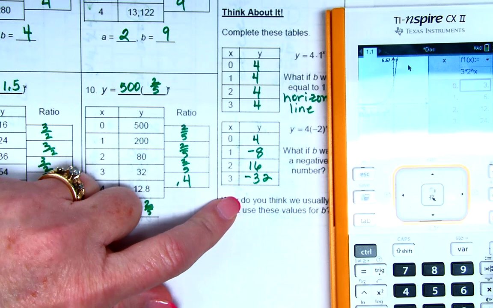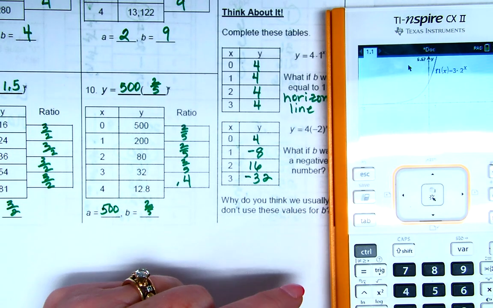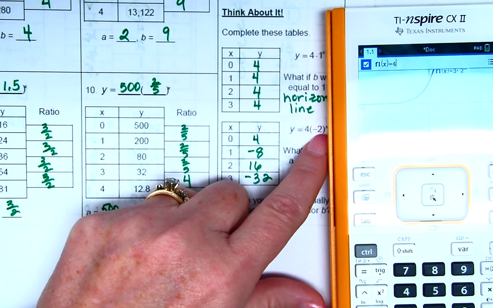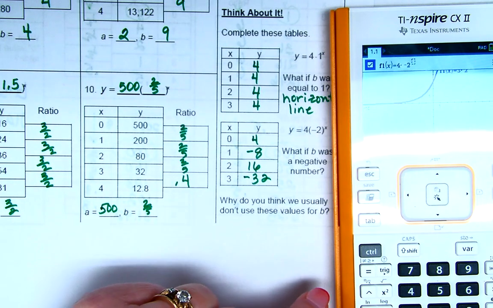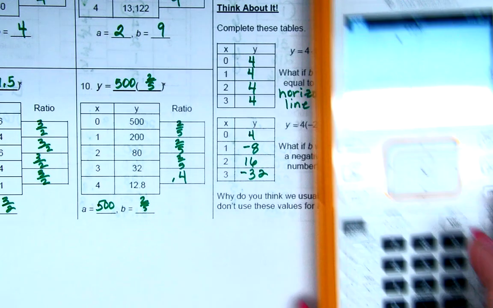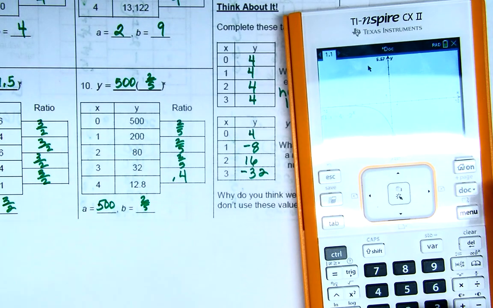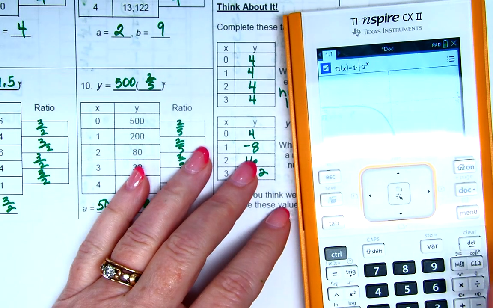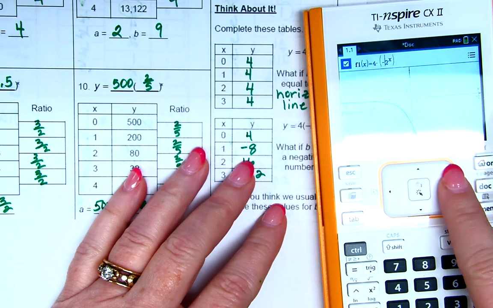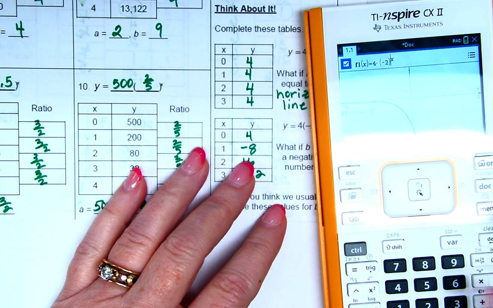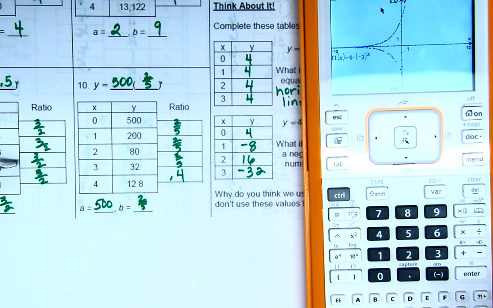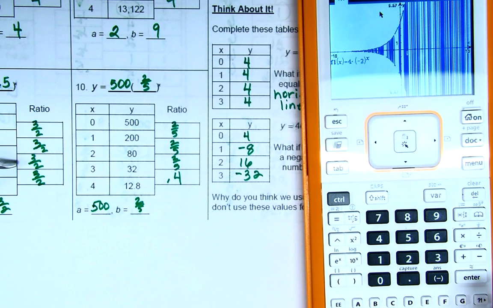That's weird. Control T. You don't have to do this if you don't want to. I'm going to do it because I want to show you. I'm going to say 4 times negative 2 raised to the x power. Wait. Oh, what did I do? Hold on. Okay, wait for it. Wait for it. There. Whoa.